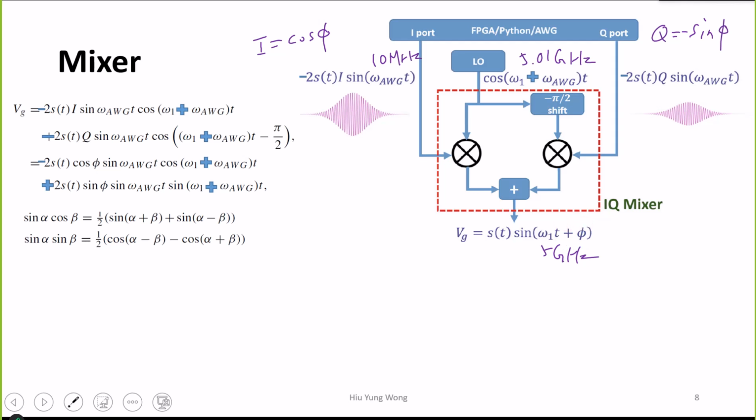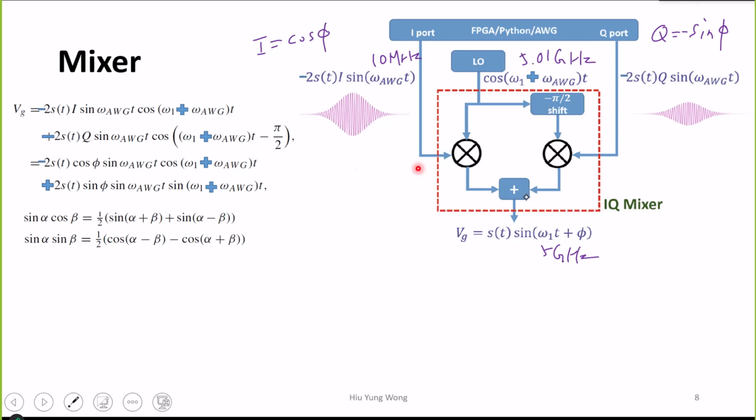So let's trace again. So what is Vg at this part? Vg equals this branch plus this branch, right? So this branch is negative 2s_I sine omega_AWG t, right? Times cosine of omega_1 plus omega_AWG t. This one is the signal you have here. Okay?